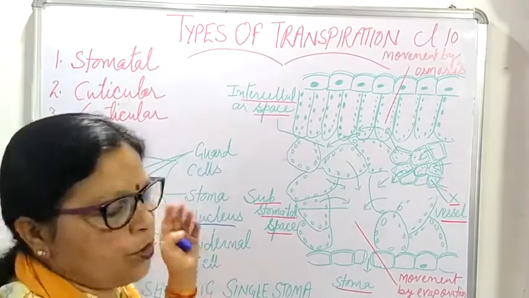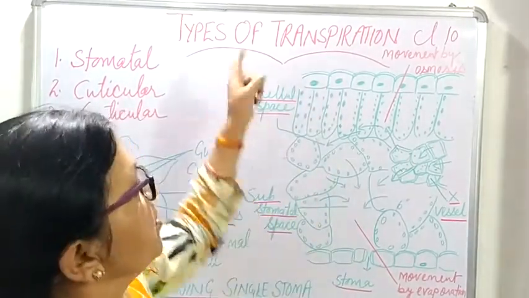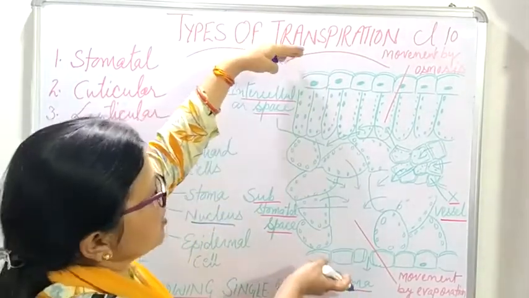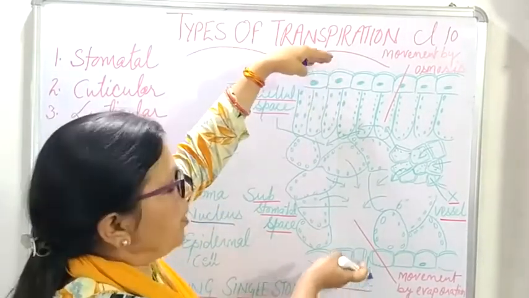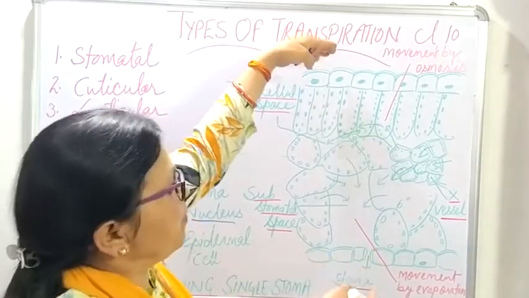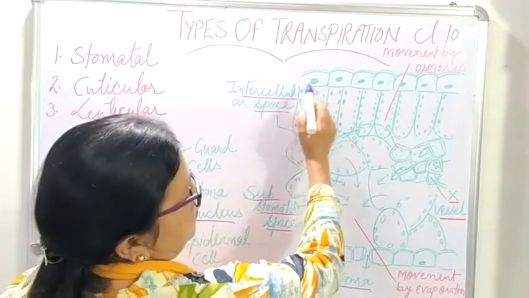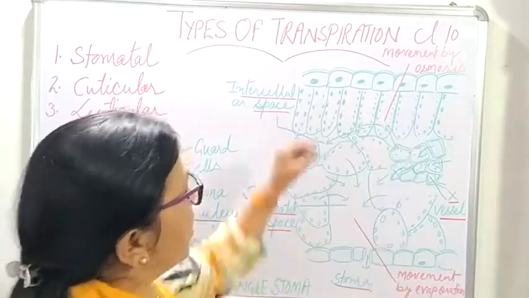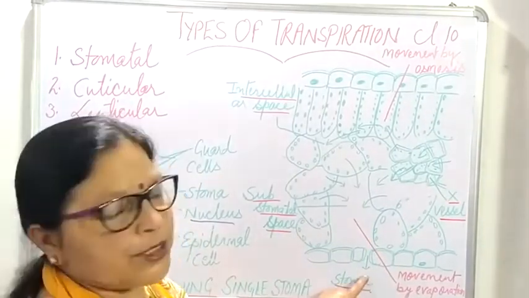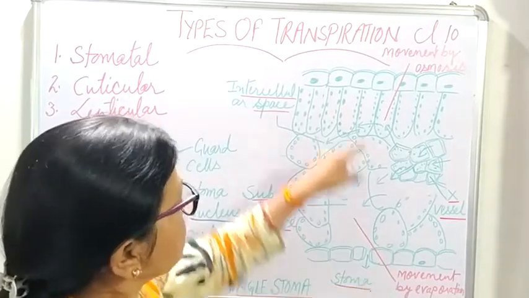Now, how do these stomata help in evaporation of water? That means how do they help in the process of transpiration? Now we'll have to see. For this, we should know the detailed internal structure of a leaf. This is the internal structure of a leaf. A leaf is covered by upper epidermis and lower epidermis. Lower epidermis has more stomata. One stoma has been shown here.